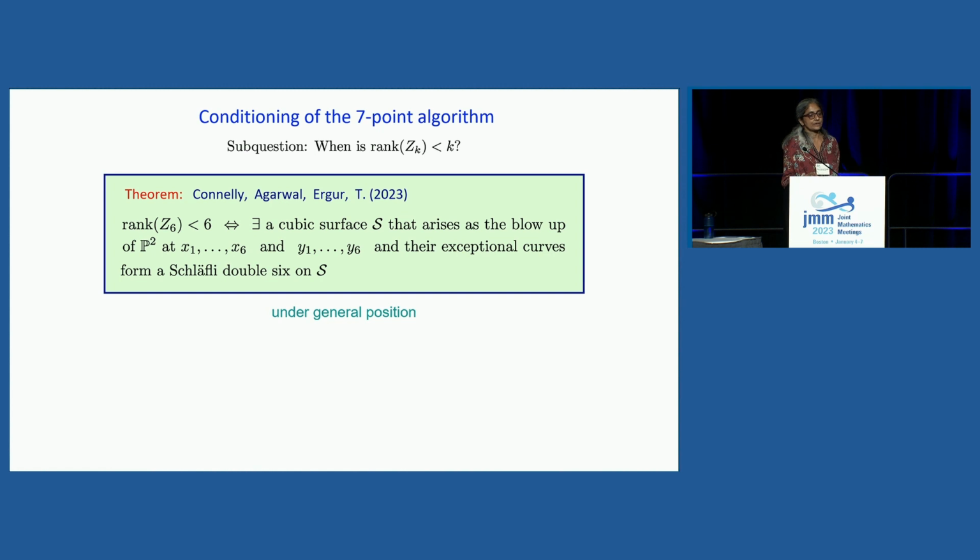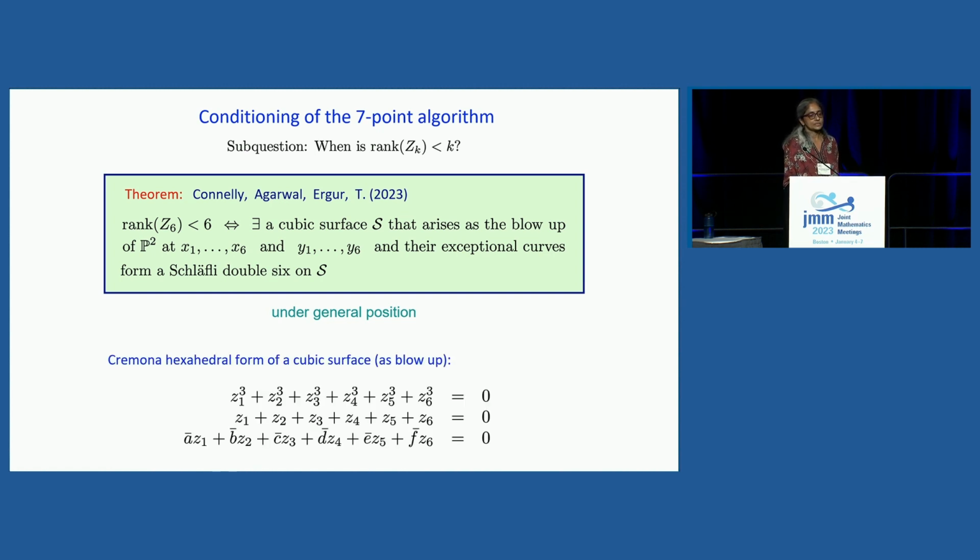And I want to just reformulate this question one more time, and then I will finish. You will see that this question can be reformulated in the language of classical invariant theory. Okay? So to do that, let me introduce a very classical form of a cubic surface that's called the Cremona hexahedral form. This is an explicit description of a cubic surface as the blow-up of 6 points.